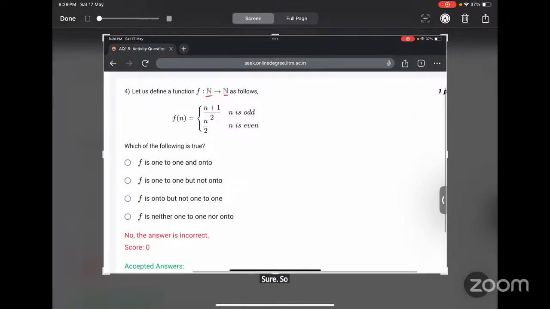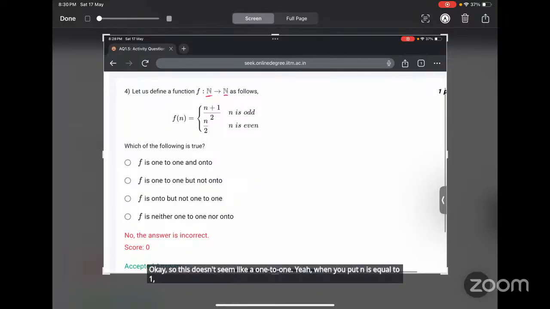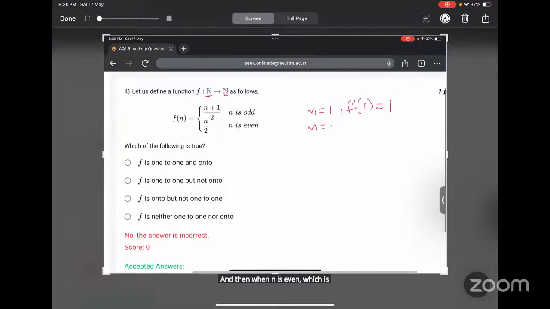Let me know. So if two different x give you the same y, it's not 1-1, right? Yes, correct. So this doesn't seem like a 1-1. Do you have an example? Yeah. When you put n equal to 1, then you get 2/2, which is 1. And when n is even, like 2, 2/2 again gives you 1. Correct. So f of 1 equals f of 2, but 1 is not equal to 2. That means not 1-1. Correct. So this is not a 1-1 function.